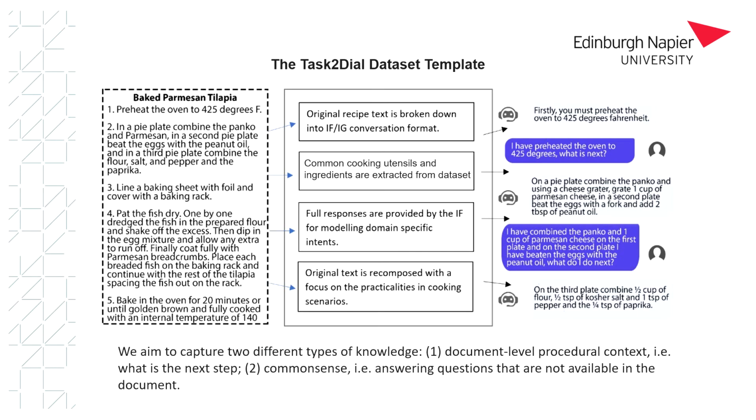Here is an example of the template that we provided to our data gatherers. We asked them to take the original recipe from the website, which you can see on the left in the lined box, and reconceptualize it, focusing on how the text could be formatted into information giver format. Look at common cooking utensils and ingredients and how they could be extracted and used in our data sets. Provide full responses for modeling domain-specific intents, and recompose the original text with the practicalities of cooking scenarios, with a focus on the common sense knowledge databases. Like I said at the start: spatial knowledge, object properties, behavioral knowledge, temporal knowledge, and contextual knowledge. Through this, we aim to capture two different types of knowledge: one, our document level procedural context, i.e. what is the next step, and two, common sense, i.e. answering questions that are not available in the document.